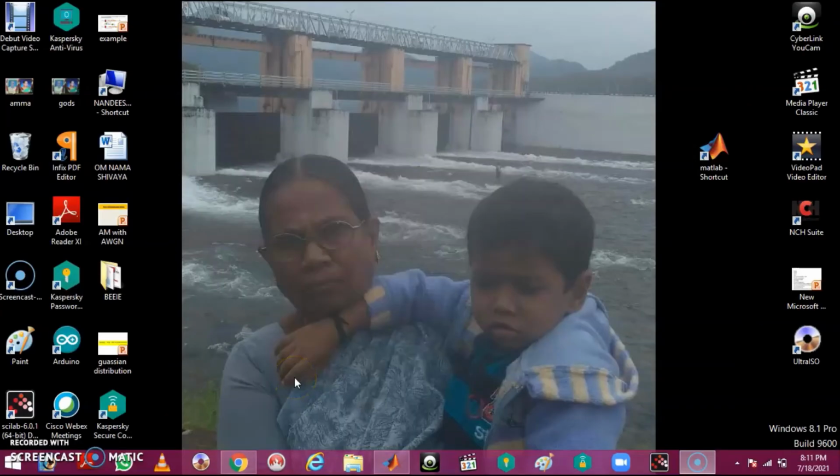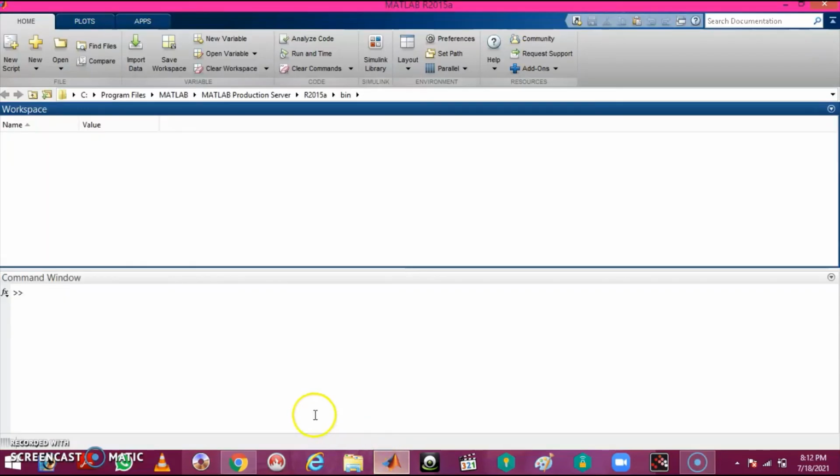Students, we are going to see how to write programs in MATLAB and how to execute them. First you switch on your PC. After switching on your PC, you have to click the MATLAB icon. When you click the MATLAB icon, MATLAB will open like this.